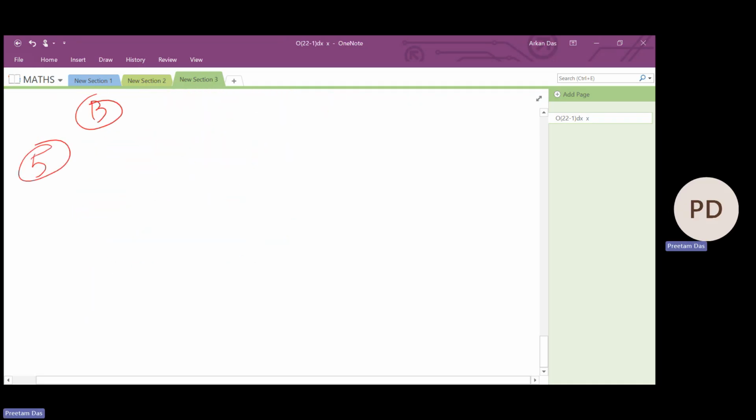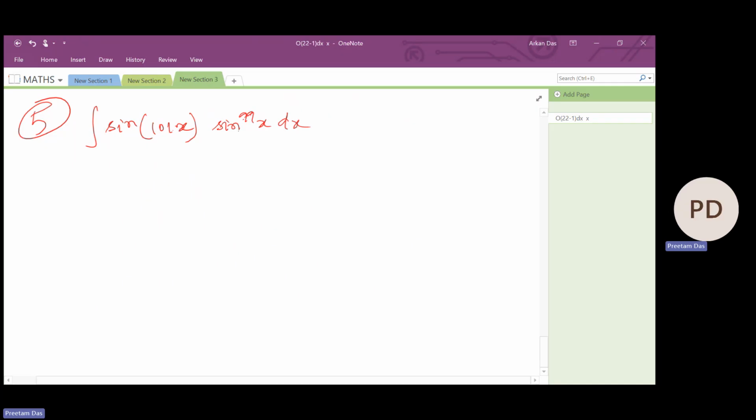Let us go to the fifth question. What is the fifth question? Now in the fifth question, they are asking integration of sine 101x sine raised to 99x dx. Also a JEE Mains question. So how are you supposed to solve this question? In this one, you have to write 101 as 100 plus 1. So sine 100x plus x sine raised to 99x dx.